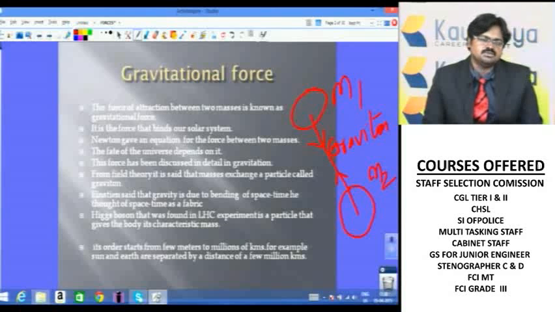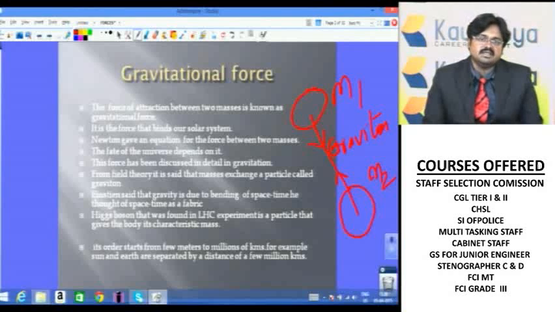Now an interesting question could be: it takes around 8 minutes for the light from the sun to reach earth. If you consider our solar system and suddenly somebody plucks the sun away, there is no sun now, what happens to the solar system? For around 8 minutes you will find that the solar system remains the same. From earth you could find that there is no change. For 8 minutes you will not observe any change.